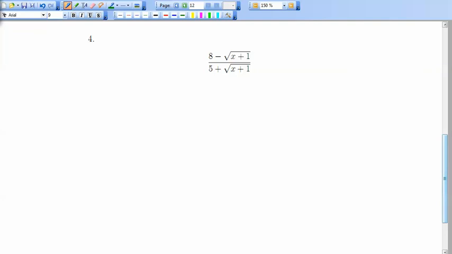So let's say I look at that denominator there. I could multiply top and bottom here by the radical conjugate of that denominator, which would be 5 minus root x plus 1. And of course, if I do it to the denominator, I have to do it to the numerator as well. Okay. So in the numerator, well, I guess I could expand it out. We'd have to FOIL it.